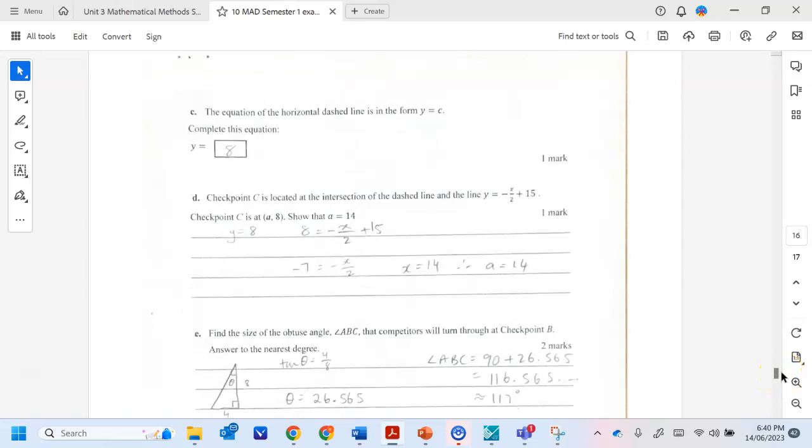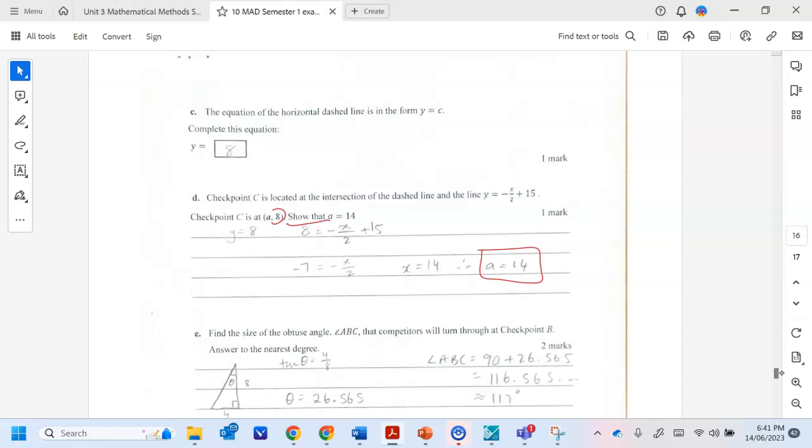Show that A equals 14. So all you had to do for that, and so you didn't get penalized if you got the previous one wrong, it kind of told you that the y value was 8. So you did have to substitute that in to get your answer. Now this is a show that question. With show that questions, you aren't supposed to substitute your answer in.